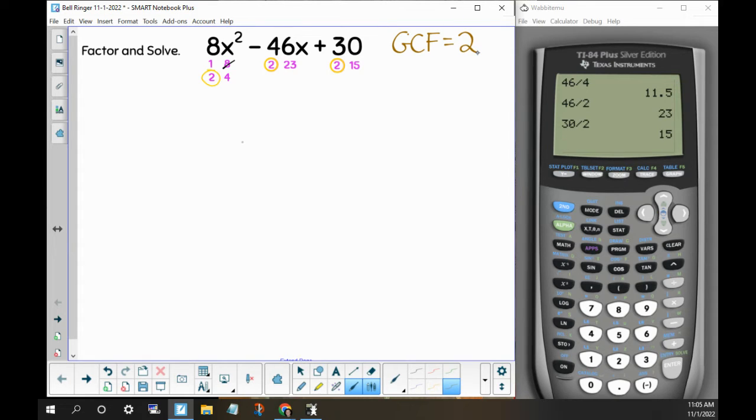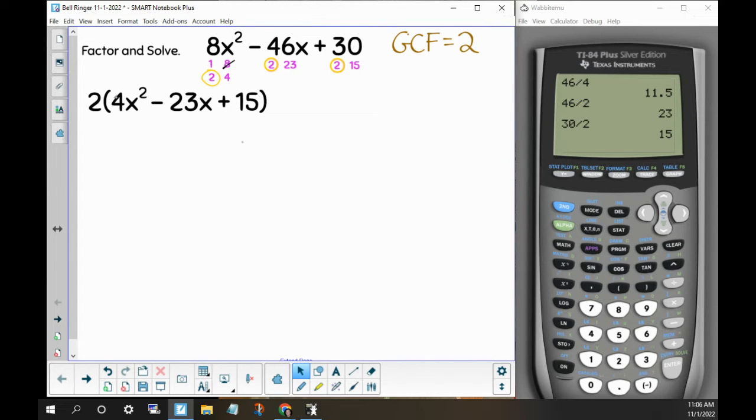All right. Now, here's the nice part about this. If you do it this way and you have the exact pairs, when you pull out your GCF, whatever number's next to it is going to be left over. What's 8 divided by 2? 4. What's 46 divided by 2? What's 30 divided by 2? 15. All right. So, as you can see here, we pulled out our 2, which is outside of parentheses. Now we have 4x squared, negative 46 divided by 2 is negative 23x, and then positive 30 divided by 2 is positive 15.